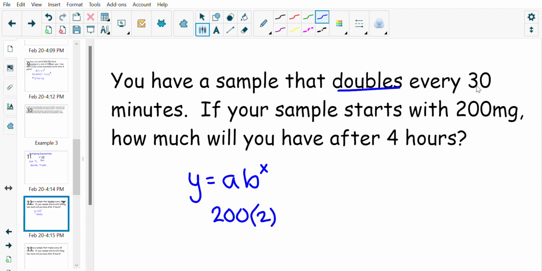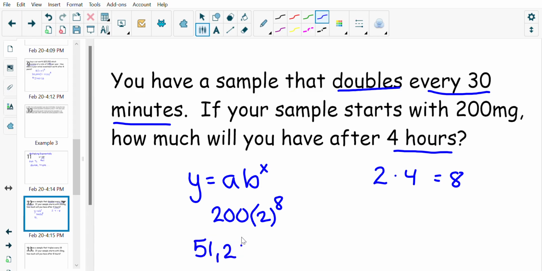And then you have to be careful. This is every 30 minutes for 4 hours. So there's actually 2 thirty-minute periods in 1 hour, but then I need to do it for 4 hours. So the number of times I do it is actually 8. So my exponent is going to be 8 there. And when we type that in our calculator, we get 51,200 milligrams as our final answer.